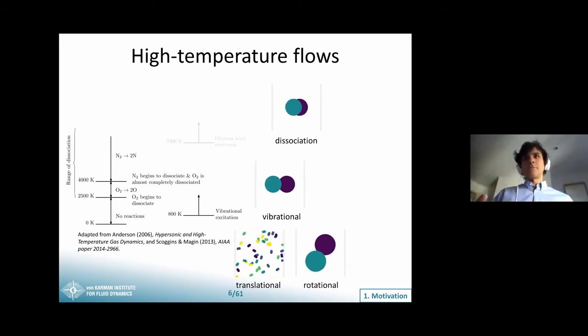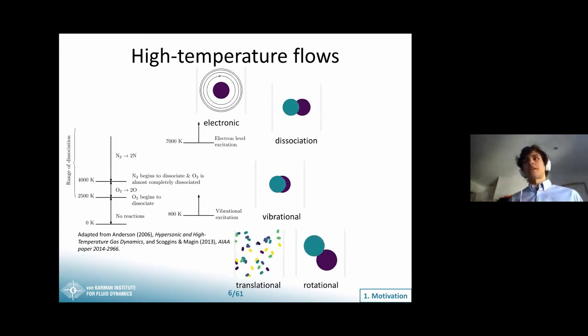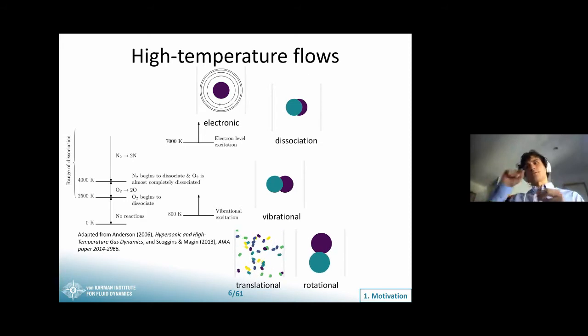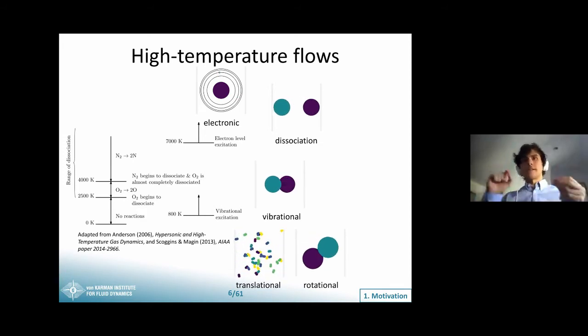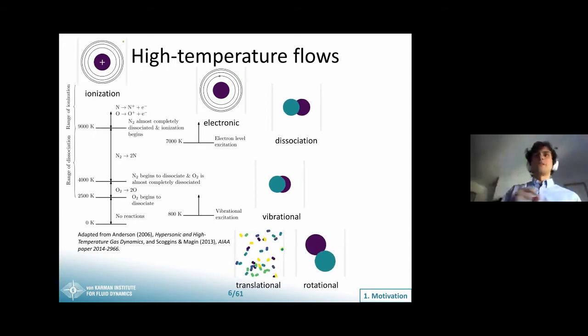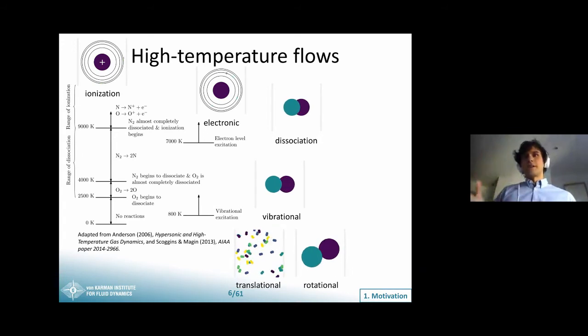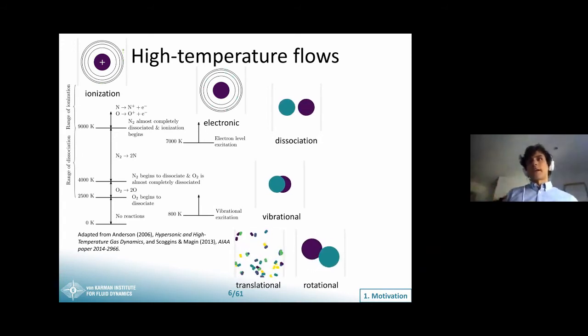If we continue increasing the temperature, eventually we're going to reach a point where the electron levels are excited, so the electrons surrounding the atom are in an excited state. And if the temperature is high enough, this will lead to the electron just leaving the atom and having a partially ionized plasma.